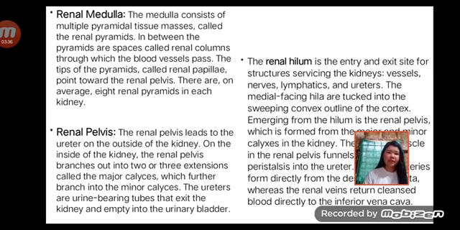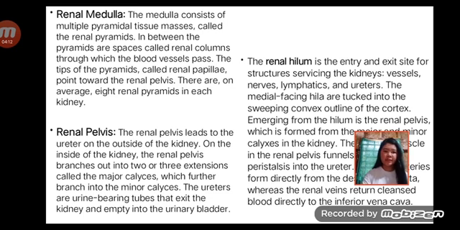The second is the renal medulla. The medulla consists of multiple pyramidal tissue masses called the renal pyramids. In between the pyramids are spaces called the renal columns, through which the blood vessels pass. The tips of the pyramids, called the renal papillae, point towards the renal pelvis. There are on average 8 renal pyramids in each kidney. So, the renal medulla is the innermost part of the kidney. The main function of the medulla is to regulate the concentration of the urine.